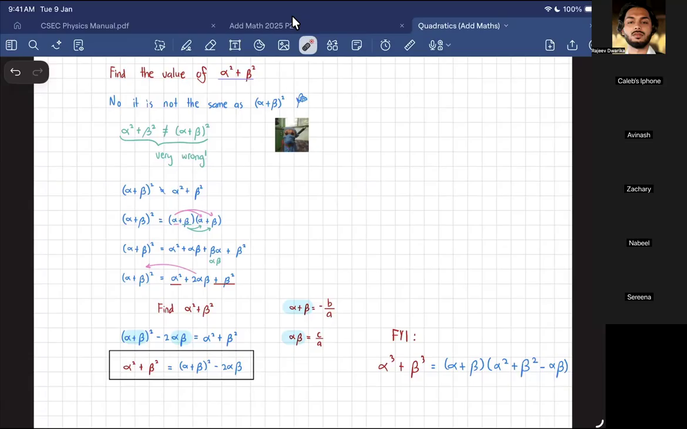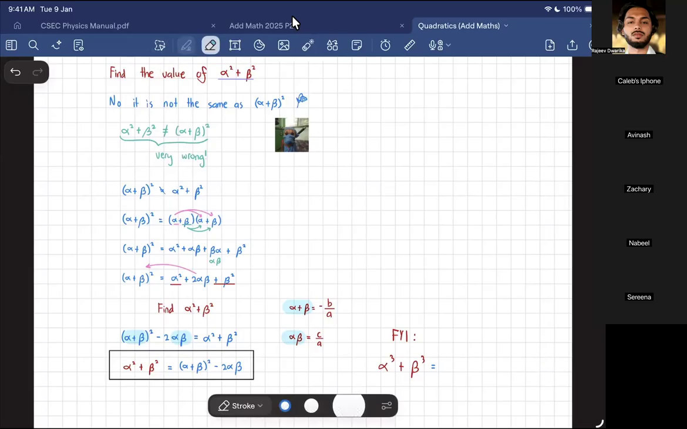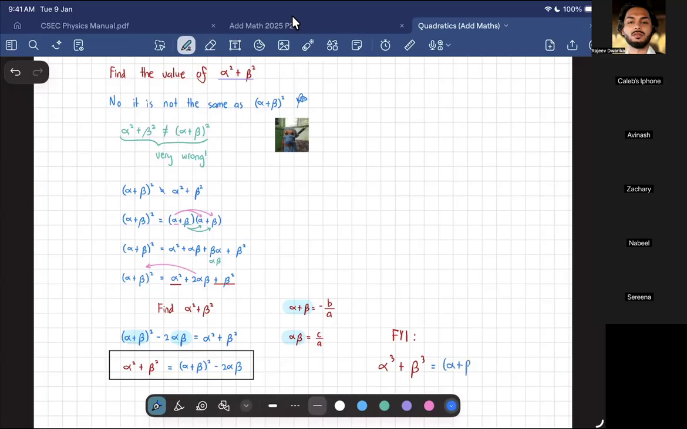Right, let me give all y'all the assist. There's an easier way to do it. There's another identity you could use. Alpha plus beta cubed minus 3 alpha beta, alpha plus beta. I think that looks easier to memorize.